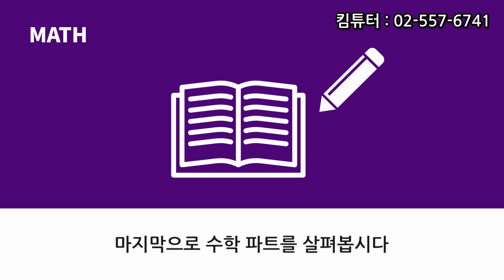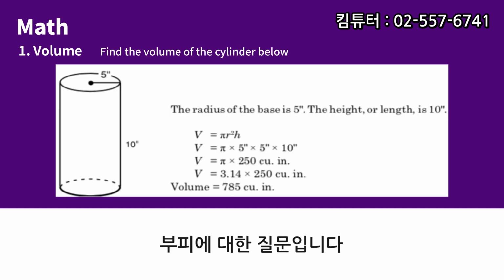Finally, let us take a look at the math section. The question asks us to find the volume of a cylinder below. We simply have to substitute the numbers into the equation that we know, pi r squared times h. And we can see that the volume would be 785 cubic inches.